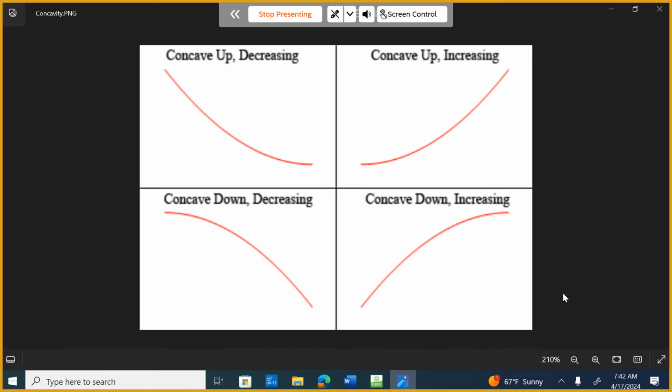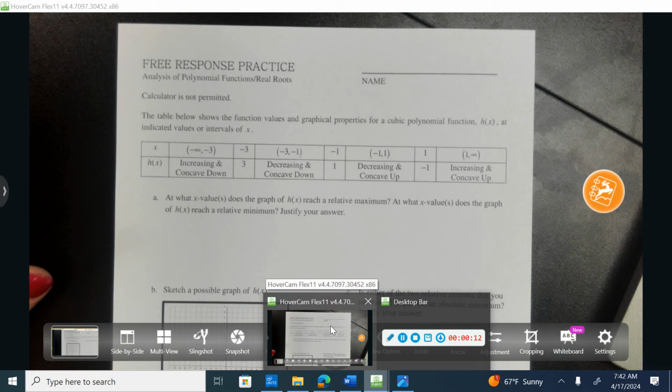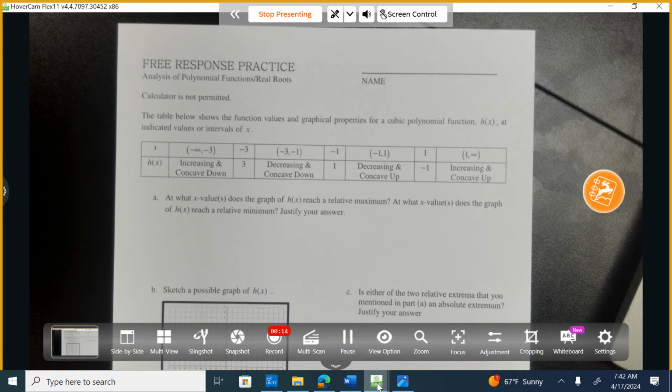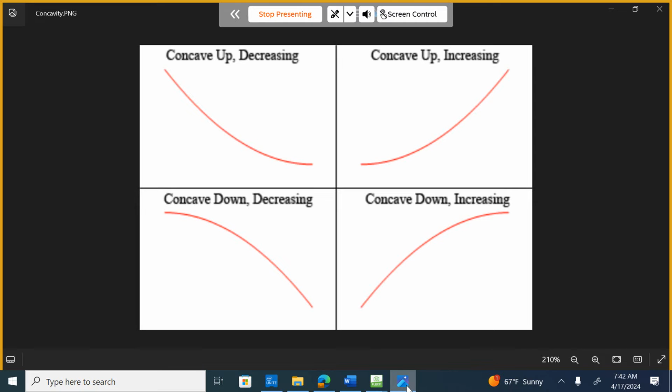As we start our third practice of the day, I want you to go to the paper that says free response practice, and on this paper you see a table of values. I'm going to flip back so everybody can see it. It looks like this. Make sure you are on this side, and I want you to draw this, okay?